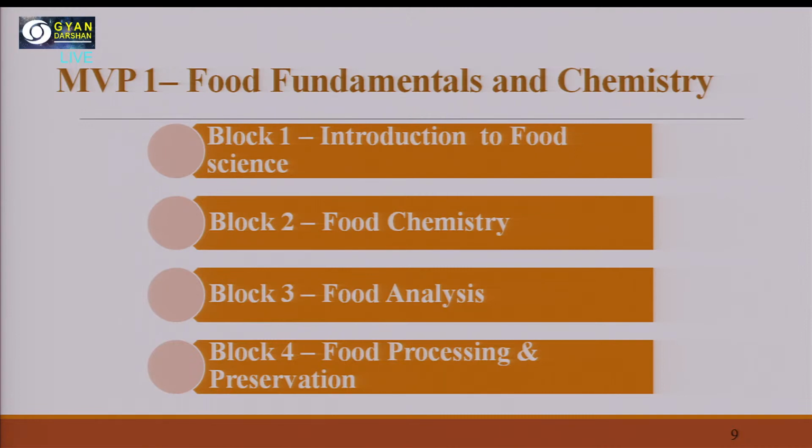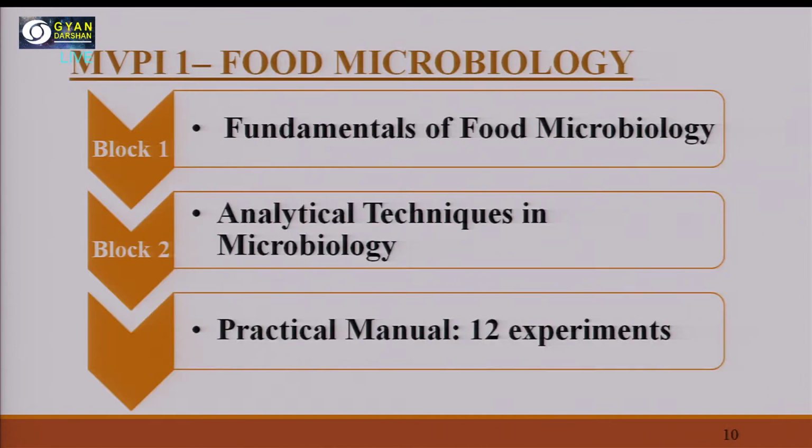Then you will learn about food analysis, that is the theoretical part of the chemical analysis of food. And the fourth block will help you to know about the basics of food processing, whether it is minimal processing, primary, secondary, tertiary processing, and definitely preservation by chemical methods and physical methods. So you'll learn about all these in the first course. This is a theory course.